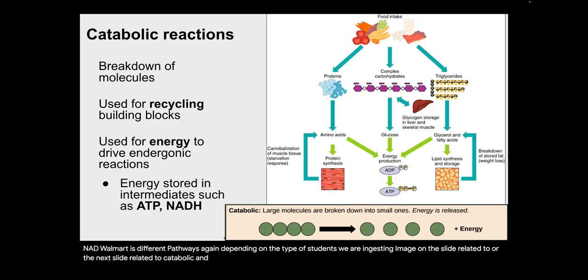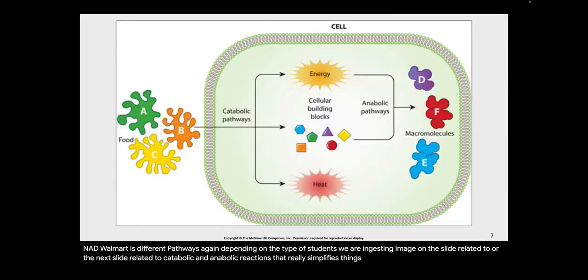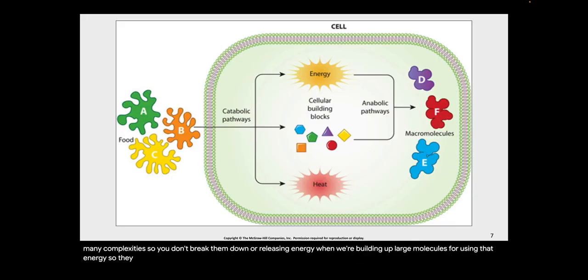catabolic and anabolic reactions that really simplifies things. We're taking in food, we're breaking it down, and we're using those components that we have broken down to build up other molecules. The slide is just really simple, shows you a broad overview, not too many complexities. When we break them down, we're releasing energy. When we're building up larger molecules, we're using that energy. So they all kind of interplay with one another.